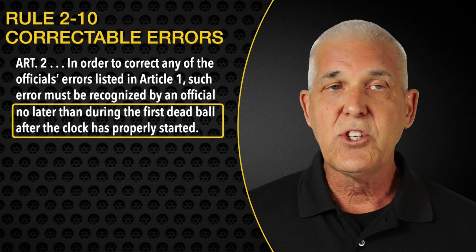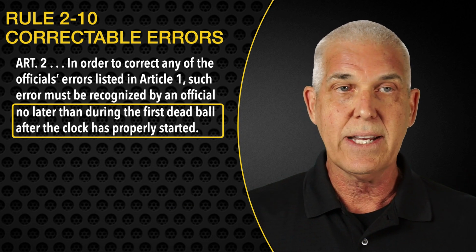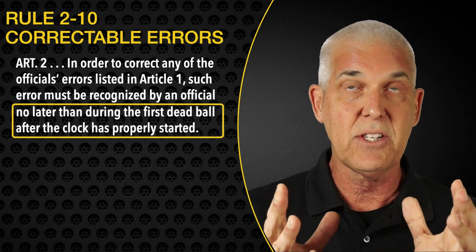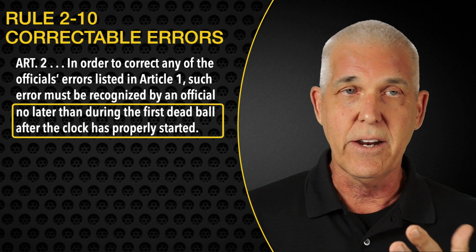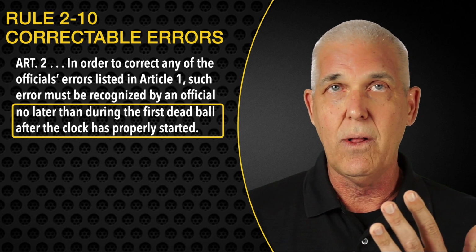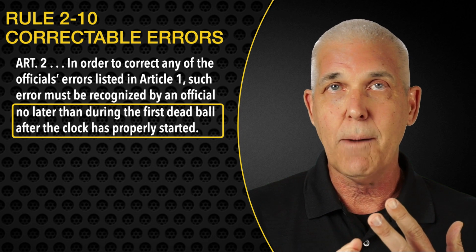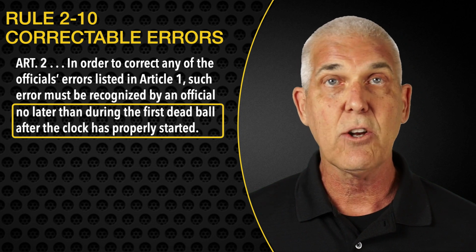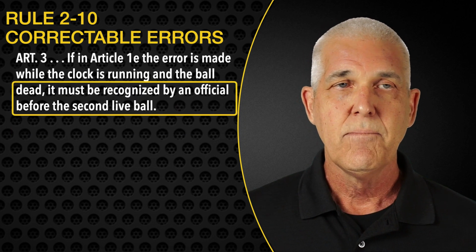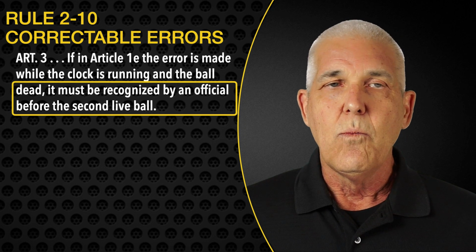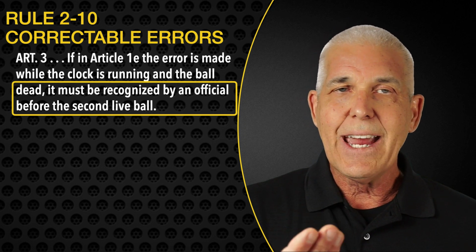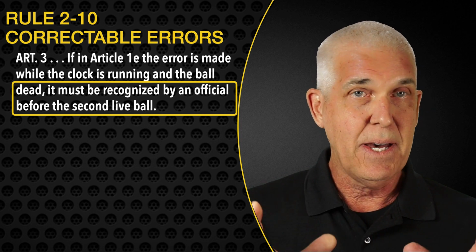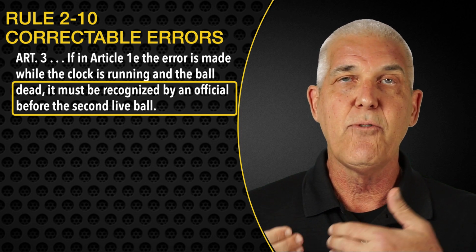In Article 2, it must be recognized and corrected no later than during the first dead ball after the clock has properly started. 2 key components there. During the first dead ball and clock properly started. Both of those elements have to be in play, and the clock starting is a key component. In Article 3, we refer to the error is made while the clock is running and the ball is dead. Let's think about that. It must be recognized by the official before the second live ball.